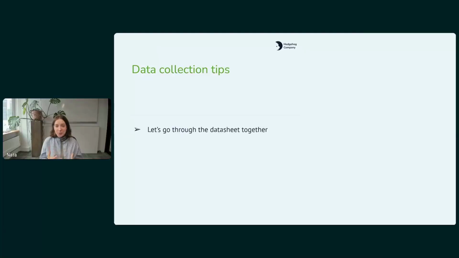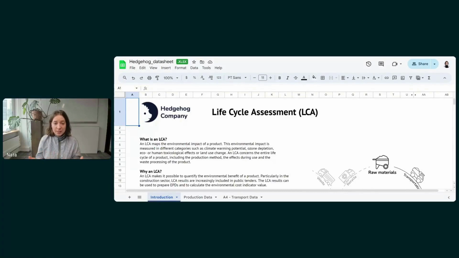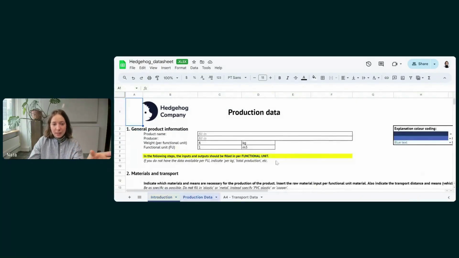I would also like to look at our standard data sheet together and go through it so that you have an understanding and a picture of what that would look like when we send it to you. The data sheet consists of all the fields that you can fill out with primary data. So on the first tab, there's just some general information about LCAs. And then we go to the production information.